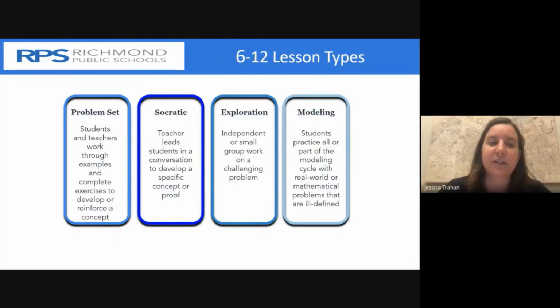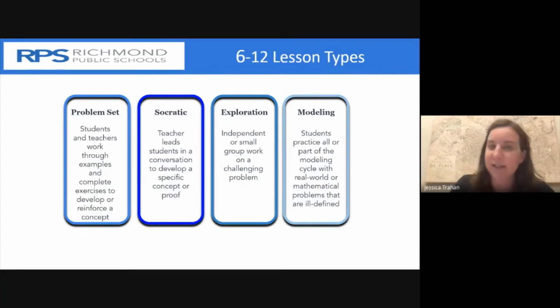In grades 6 through 12, we have four different lesson types: problem set, Socratic, exploration, and modeling. I believe we'll dive deeply into these in just a couple slides, but you can see brief descriptions on the screen. Your problem set will be the majority of your lessons, especially in grades 6 and 7. Students and teachers will work together through examples, and they'll complete exercises to reinforce a concept.